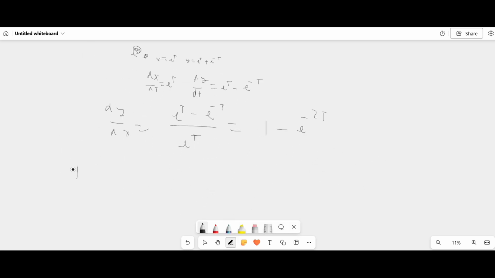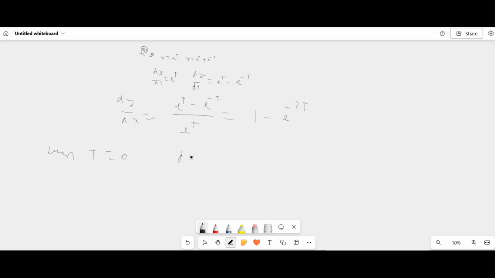Alright. So now we're looking at t equals 0, which is the point that we want. Find dy over dx here. dy over dx is going to be, put a 0 into here, so 1 minus e to the power minus 2 times 0. You'll get 1 minus 1, because it equals 0.